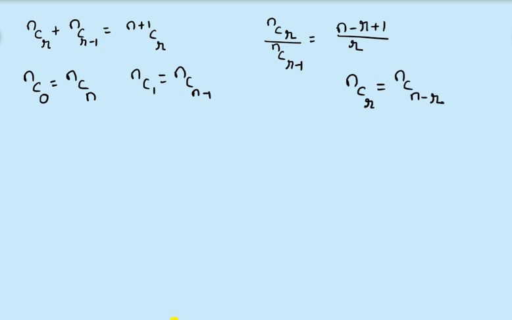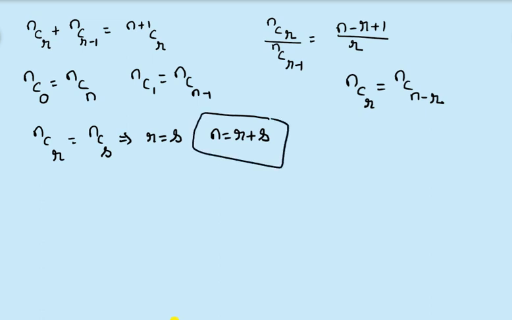But now if nCr is equal to nCs, then we can write either r = s or n = r + s. And one thing you have to keep in mind, in the binomial theorem chapter, when we write nCr, its meaning is 0 ≤ r ≤ n.